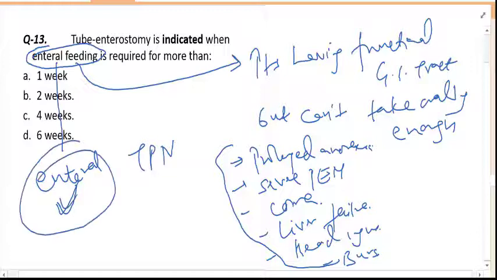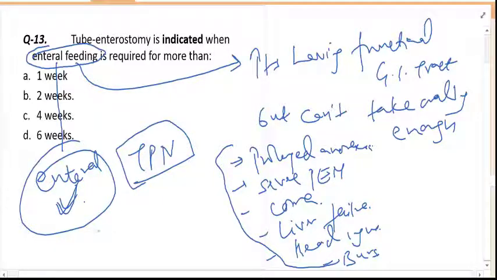TPN you will use in those patients in which you want to give rest to the GI tract, like in case of enterocutaneous fistula, short bowel syndrome. So there are other indications for TPN, but out of enteral and TPN, enteral is preferred because of the better preservation of the GI tract. The cost is also low, and the complications are also low in enteral feeding.